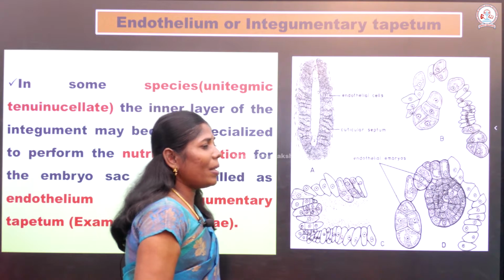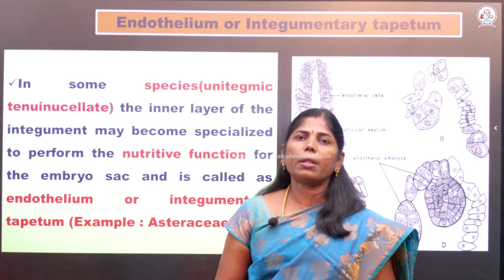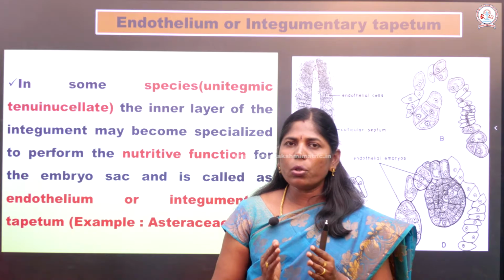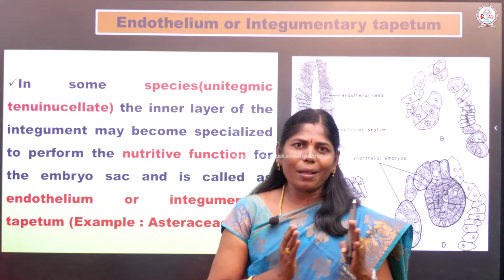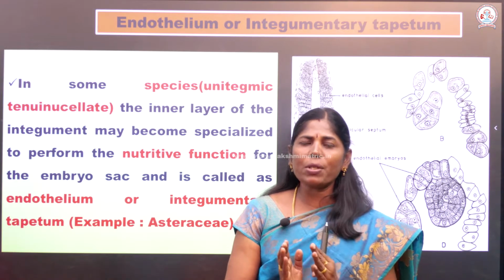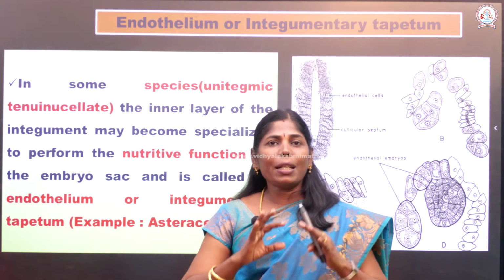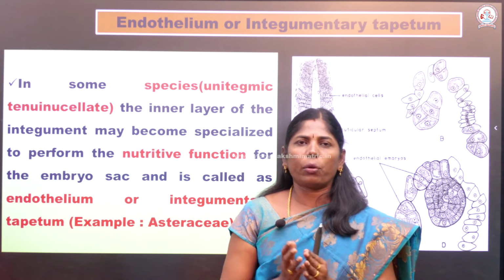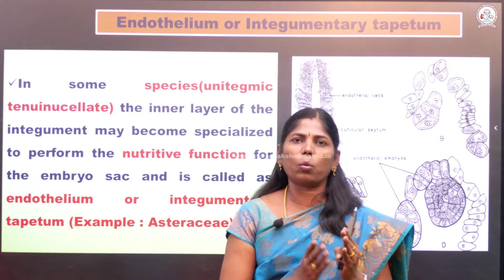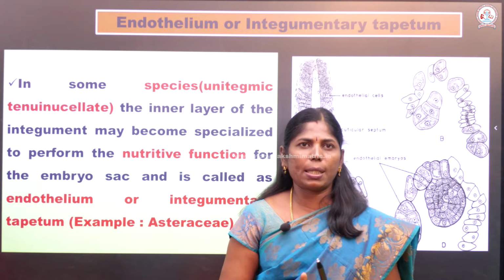So what is the endothelium or integumentary tapetum? It is a very important 3-mark question. Endothelium, that term is related to endothecium, isn't it? Actually, when we pronounce it, it sounds related to endothecium. Endothelium is in the integument region. Endothecium is the anther wall. Next to the epidermis, we can see the endothelium layer.